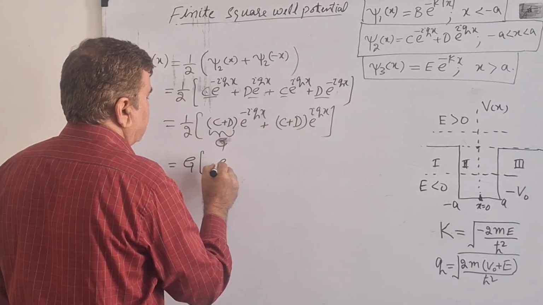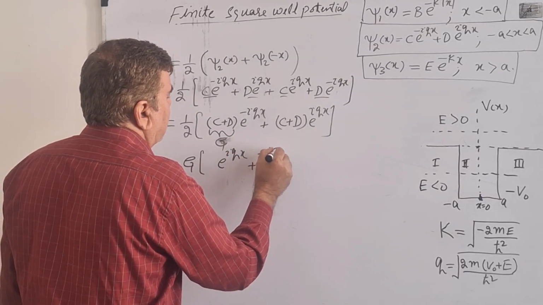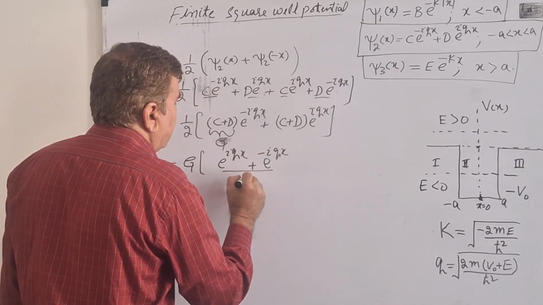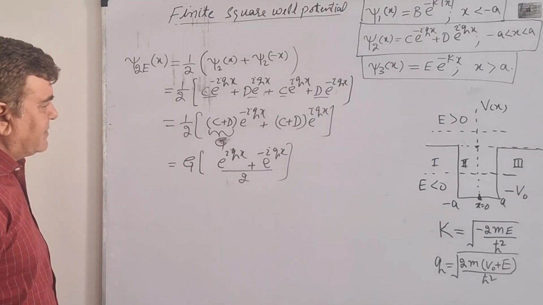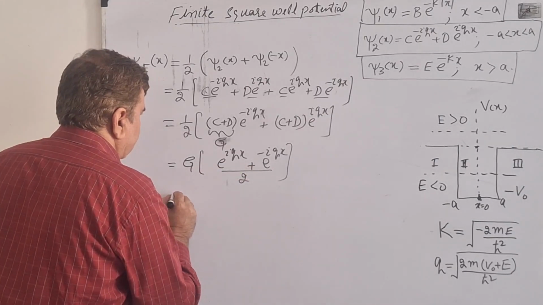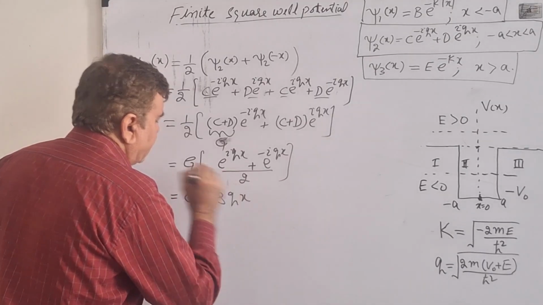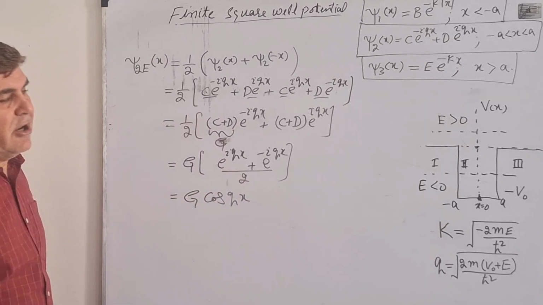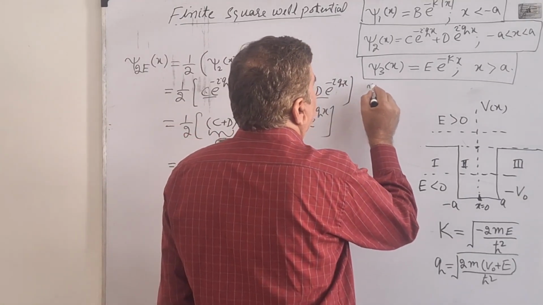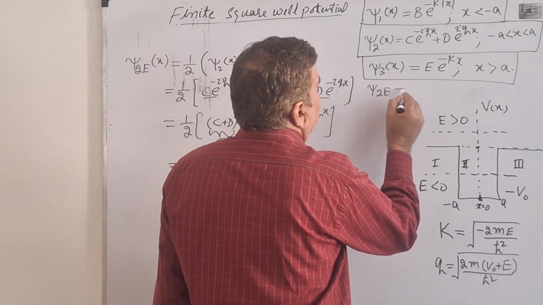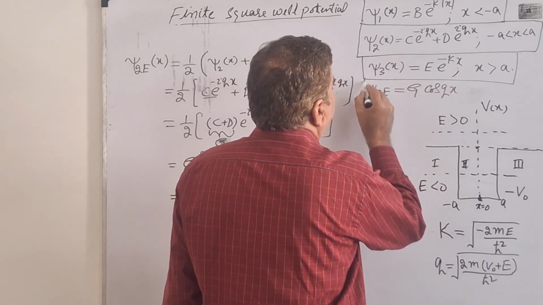I write first this one, exponent iota qx plus exponent minus iota qx divided by 2. And you see this is the exponent form of cos function. So I write this as g cos qx. And obviously cos are even functions. So we have an even function in the form psi 2e equals g cos qx.